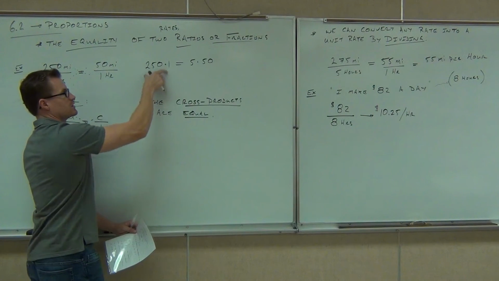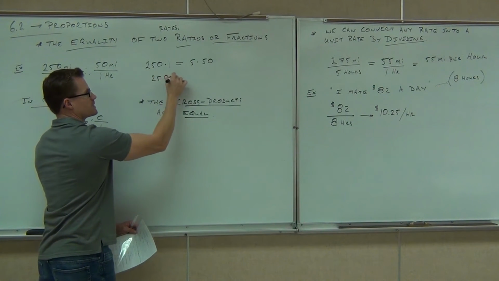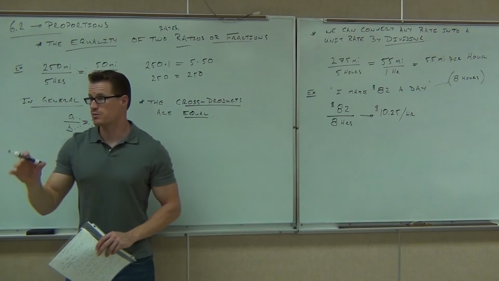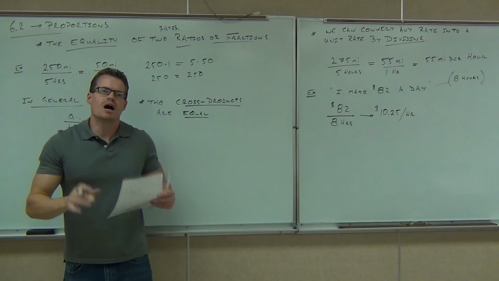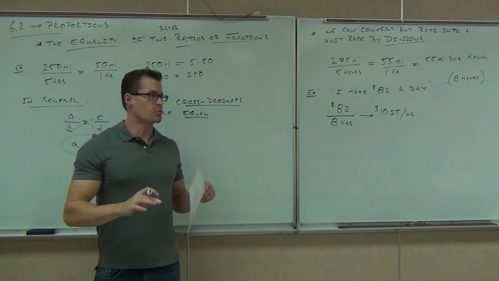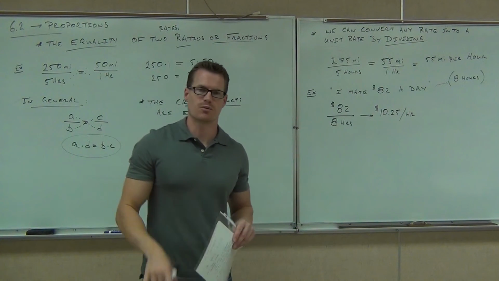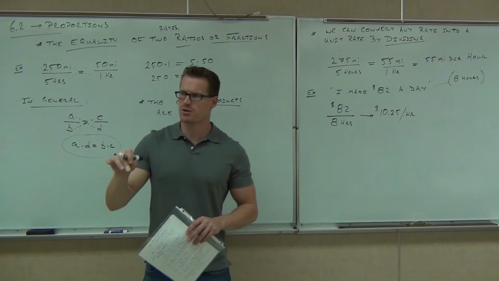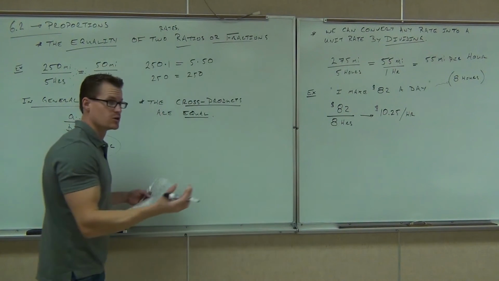What's this side give you? 250. What's the other side give you? 250. Are they equal? Yeah. That means that I started with a valid proportion. If they ever come out to be unequal, then you know that that proportion was not a true proportion or not a valid proportion. Would you like to see a couple more examples of that? Sure. So right here, you're verifying whether these proportions are accurate or not, basically.